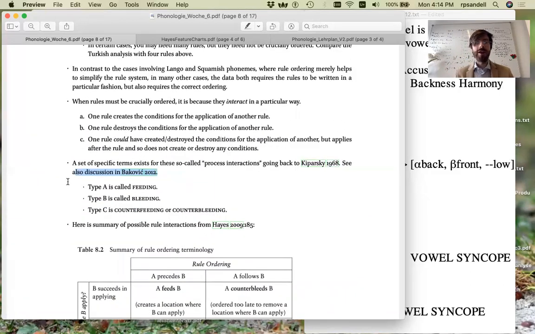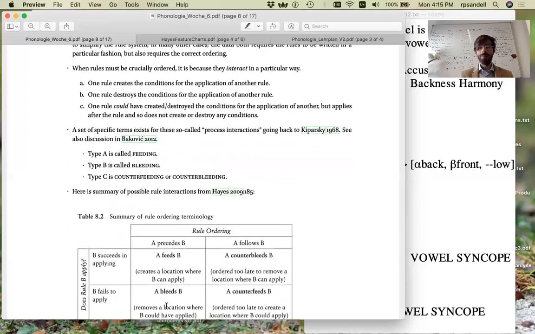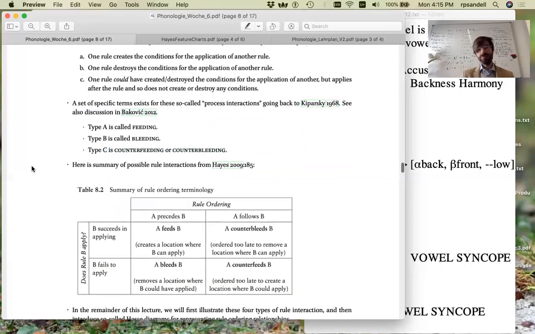Now, the first type, where one rule creates the conditions for the application of another rule, is called feeding. The case in which a rule destroys the conditions for the application of another rule is called bleeding. And the contrary to fact conditions, the cases in which a rule could have created the conditions or could have destroyed the conditions for the application of another rule, are called counterfeeding and counterbleeding, respectively. Recognizing these last types is a bit more complicated. Most people find it fairly intuitive to recognize feeding and bleeding relationships, but recognizing the counterbleeding and counterfeeding relationships is a bit more complicated.